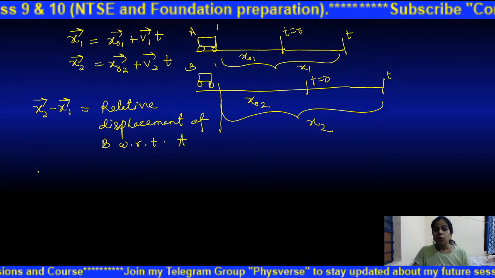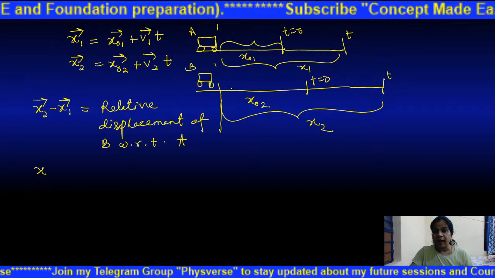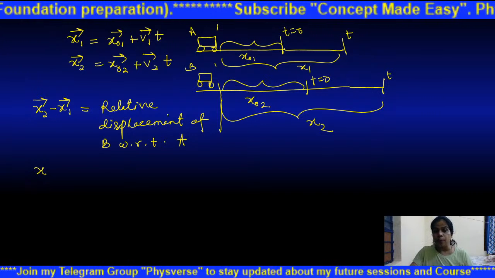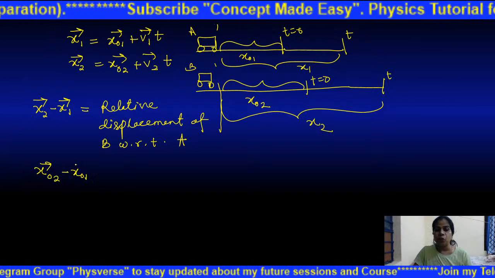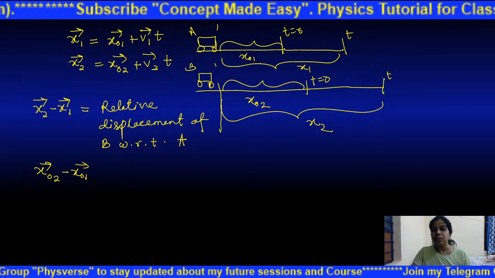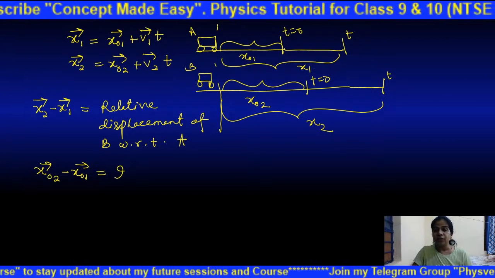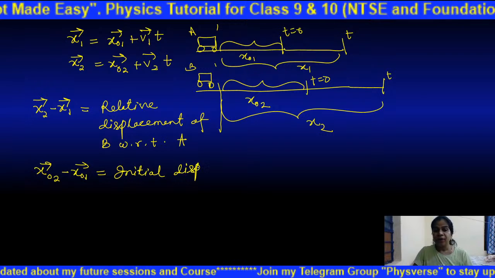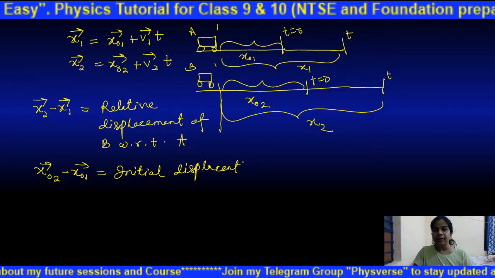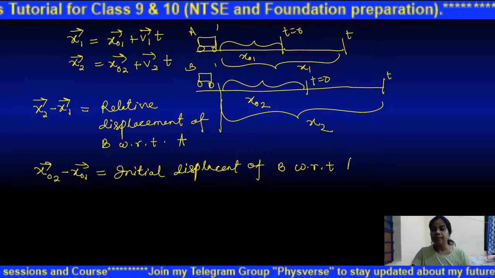Okay, so another displacement is there. This much is x01 and this much is x02. So I can write x02 vector minus x01 vector. देखो ये b का displacement है, ये a का displacement है at time t equal to 0. So this is the initial displacement of b with respect to a.